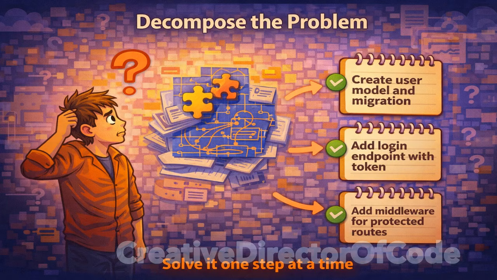Take the authentication example. Instead of one giant prompt, you'd start with create the user model and migration. Then, add a login endpoint that returns a token. Then, add middleware that validates the token on protected routes. Each piece is small enough to fit in a single plan, small enough to review, and small enough to throw away and redo if the AI gets it wrong.